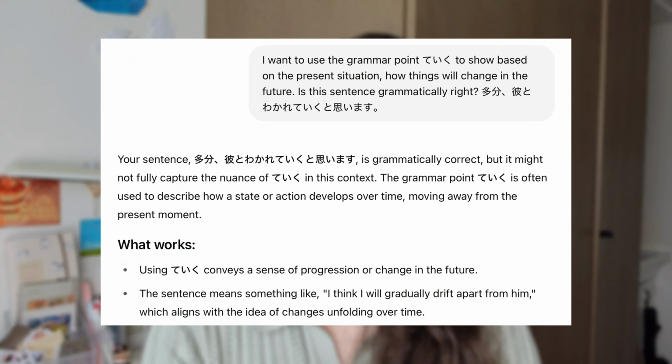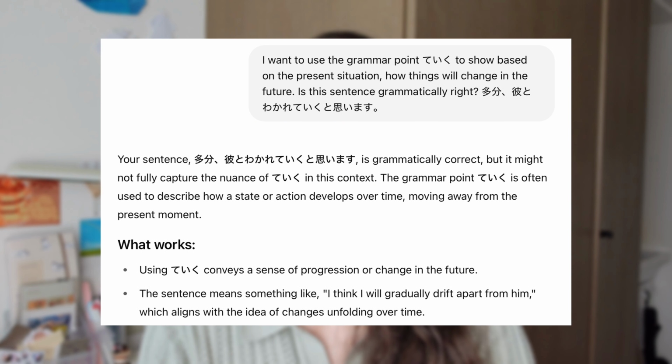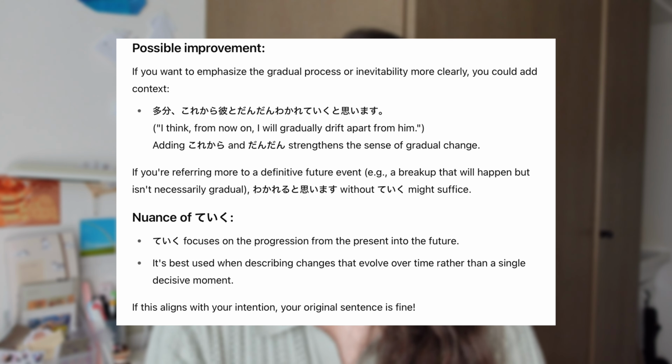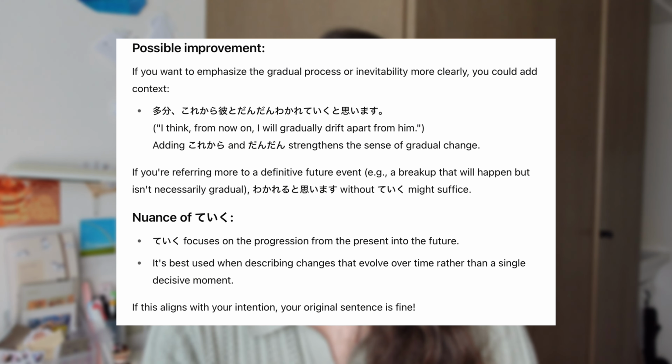And then the next thing is kind of related to that. Sometimes I asked for a specific usage. For example, with te iku, I asked, I want to show, based on the present situation, how things will change in the future. Is this sentence grammatically right? And since te iku has like 3 different meanings based on where you put it or how you use it, I just wanted to make sure I did it correctly, because it's one of the grammar points I struggled with for a long time, and it actually helped me to understand it way better.